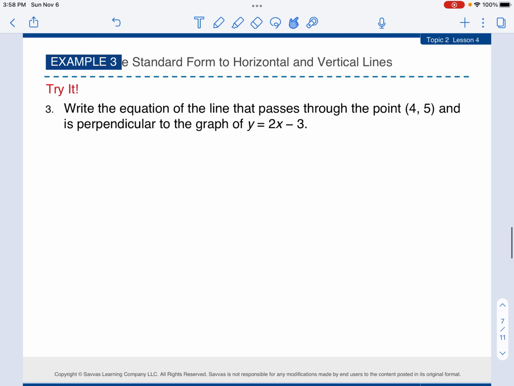Go ahead and pause the video. See if you can do this one on your own, and then unpause to check your solution.